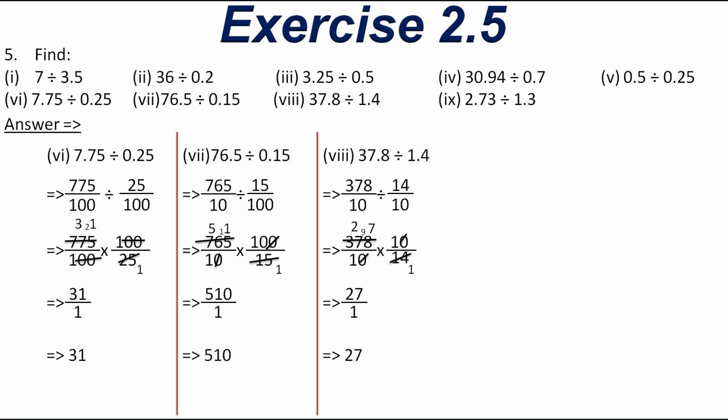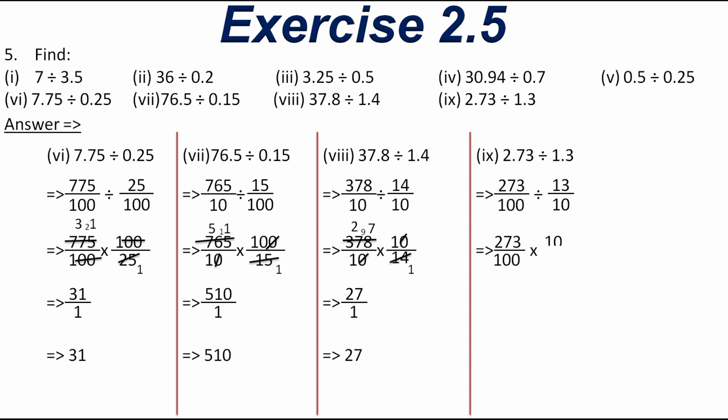Okay. Next we have 2.73 divided by 1.3. 2.73 can be written as 273 upon 100 and 1.3 can be written as 13 upon 10. Now we will change the sign and we will write the reciprocal of the second number. So we got it this way. Now 13 ones are 13, 13 twos are 26, 1 remain, 13 ones are 13. So 00 will go. Now we got the answer as 21 upon 10. That can be written as 2.1.